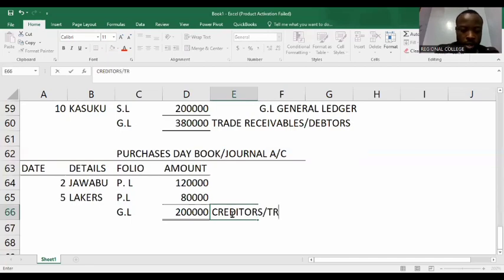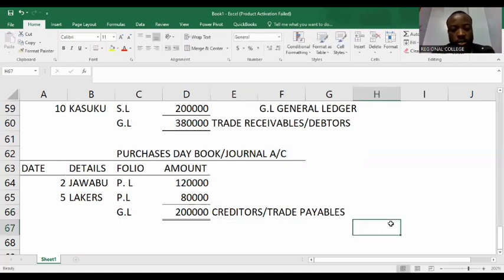Or you can call them trade payables. You have to pay them later. So the total value of the trade payables is 200, but in that total value, you have to know which supplier I'm owing this amount. You come back to your original book, purchases day book. You know that Lakers is owing me 80,000 out of 200, 20,000 I'm seeing in my trade payables account.